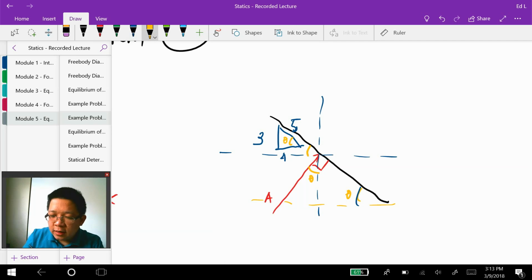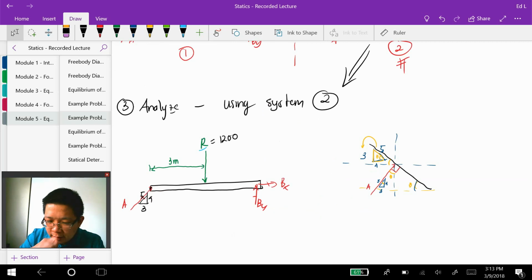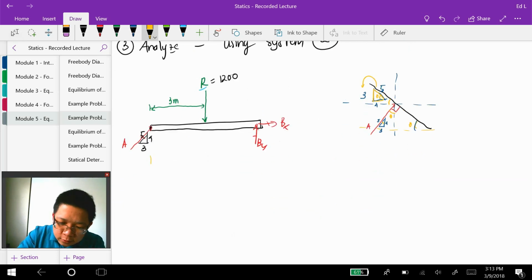Since that angle is theta, we can redraw this triangle, rotate it 90 degrees, and then we will have this triangle right here. So this is 3, 4, 5, where this angle right here is theta. I hope it's clear now. With that, we also know that the distance right here is 6 meters.